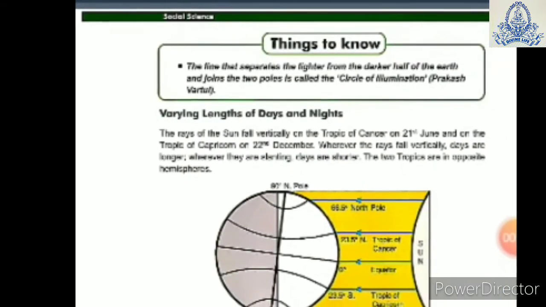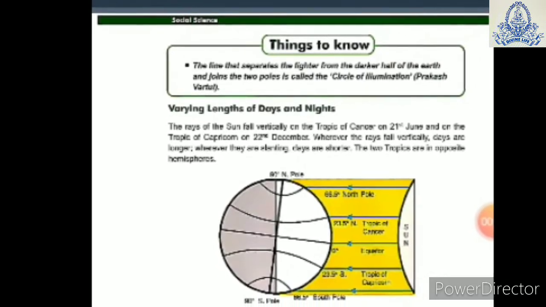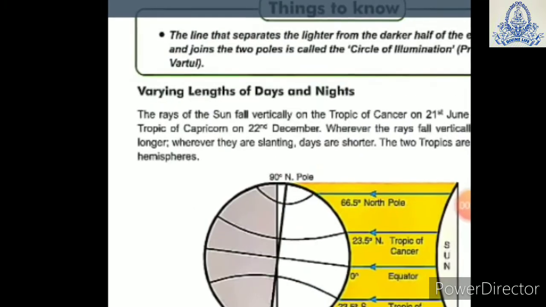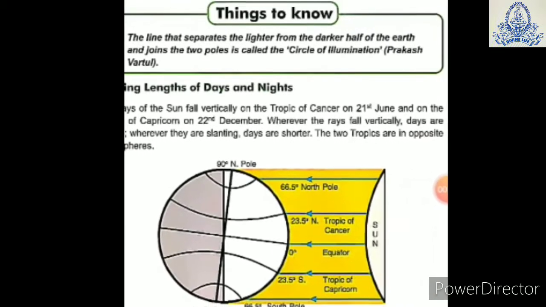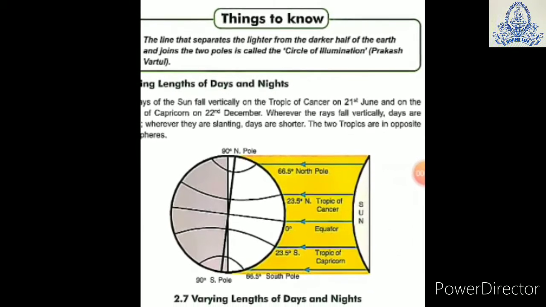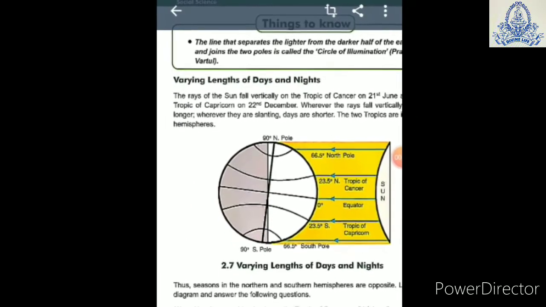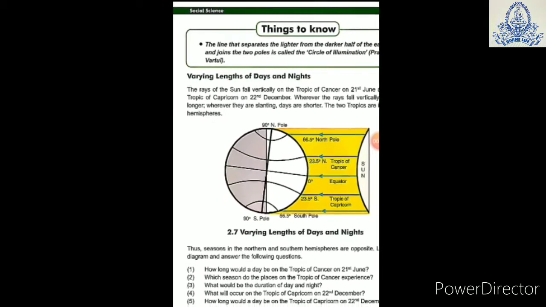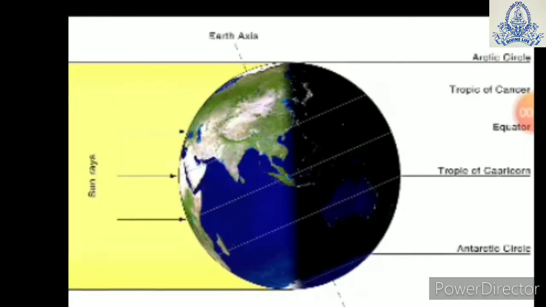Now the next point is the circle of illumination. What is that? You can see in the textbook itself, on the upper side, it is mentioned that the line that separates the lighter from the darker half of the earth and joins the two poles is called the circle of illumination. It is also known as Prakash Vartul. What is that Prakash Vartul? From the next picture I can give you some more detail. See here the next picture.